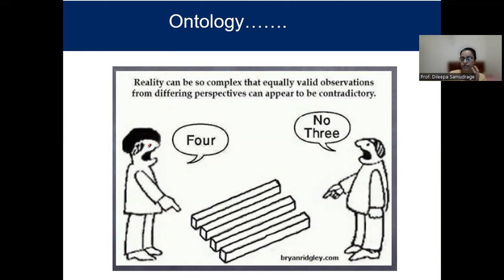You have to look at the issue from the angle of the people who see it. Different persons' angles on the same situation may each be correct. From this person's angle, this is correct, and from the other person's angle, that is also correct. So reality is a complex situation. These reasons may be valid, but contradictory.